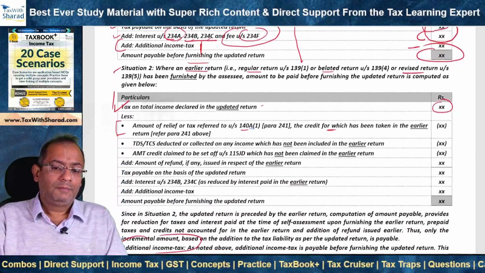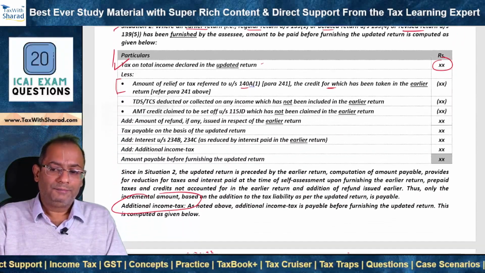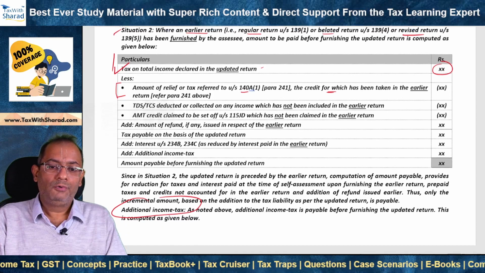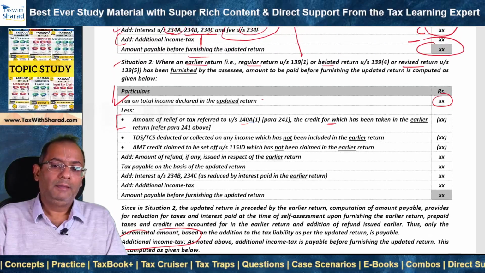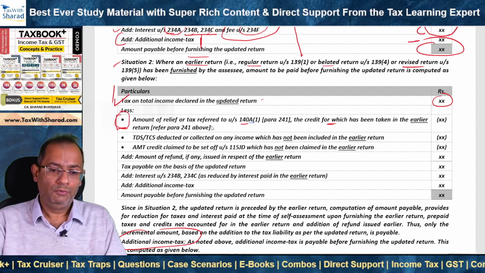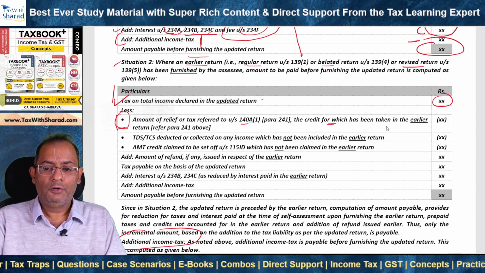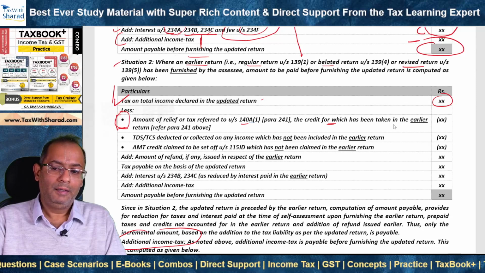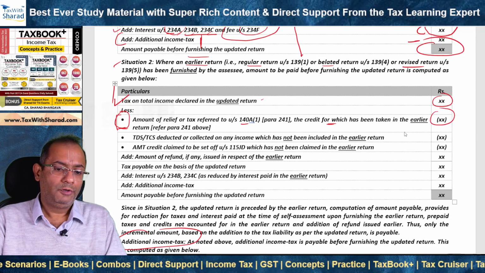So this is the amount which the assessee would have paid when he filed the earlier return, and therefore those amounts should not be paid again at the time of furnishing the updated return, and therefore you need to reduce such amounts for which the credit was taken while filing the earlier return. So you reduce this amount.